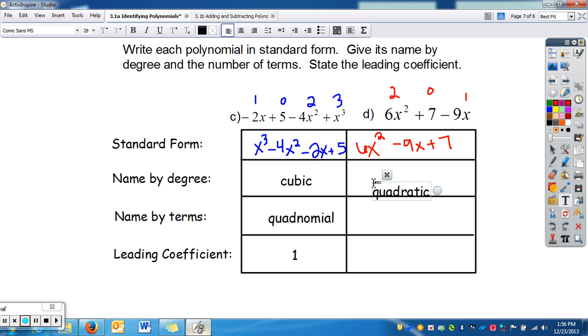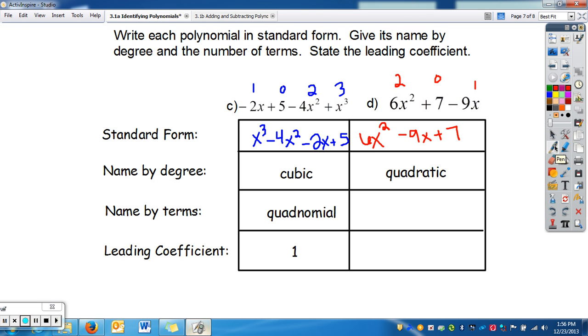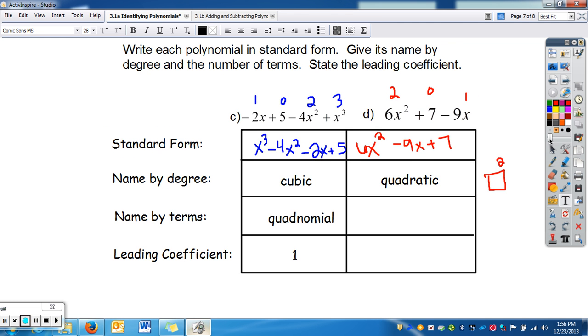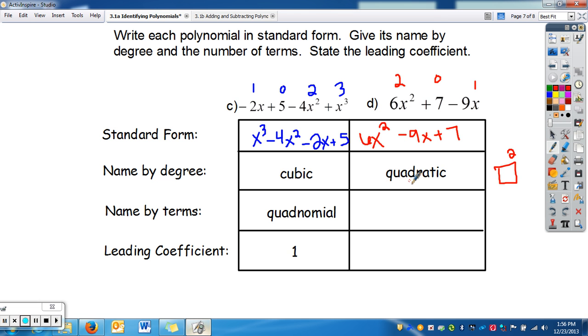Now, a lot of students ask why quad means 2. It has something to do with a square. A square, when you square something, has 4 sides. So that's why it's called quadratic, and where the name came from. I know it's not that easy to remember. A quad actually means 2 for degree.